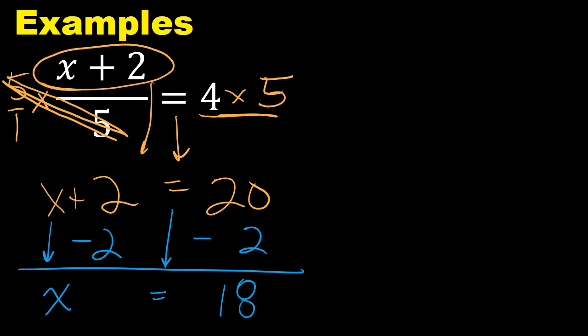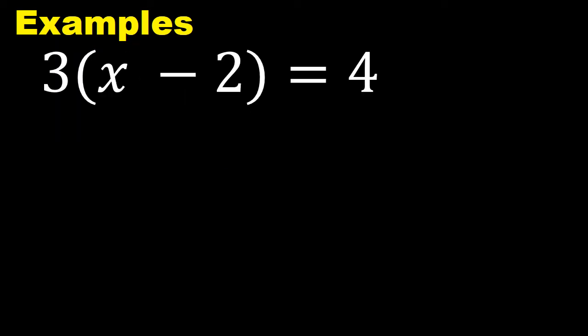If I'm going to check my work, I put in 18 for x. 18 plus 2 is 20, 20 divided by 5 gives me 4. And so my work checks out. So this is one of the cases where instead of subtracting or adding first, you would multiply both sides, since I have division first.